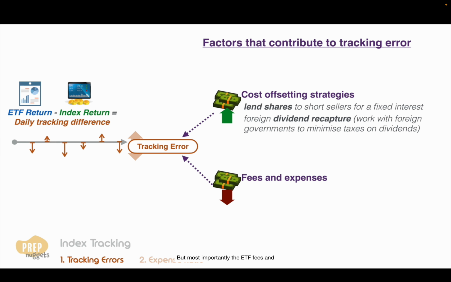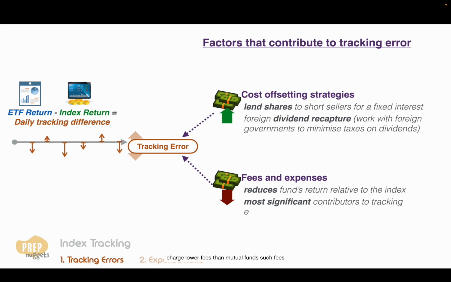But most importantly, the ETF fees and expenses. As indices assume trading is frictionless, ETF fees and expenses will surely reduce the fund's return relative to the index. Even though ETF managers generally charge lower fees than mutual funds, such fees and expenses are still the most significant contributors to tracking error over the long term. So daily tracking differences tend to be more negative.